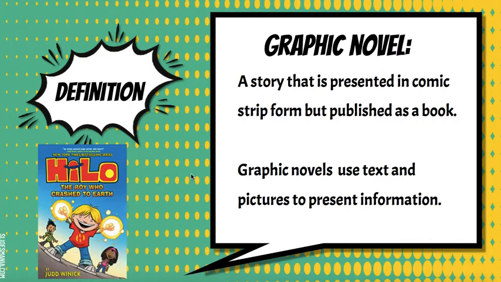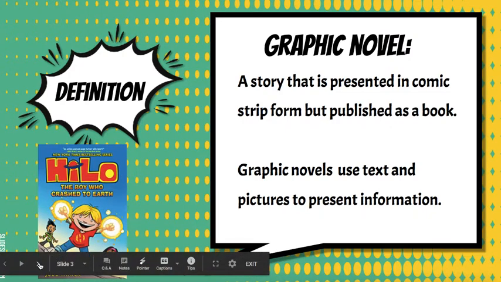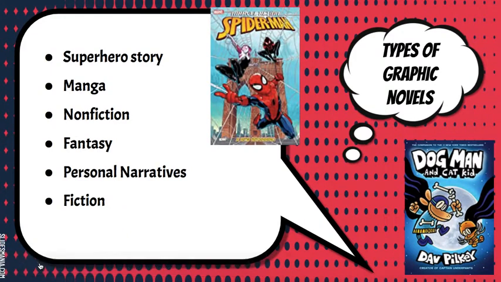So here's the definition. A graphic novel is simply a story that is presented in comic strip form but published as a book. Graphic novels use text and pictures to present information or tell a story. And remember that text simply means words that are written down. And here's an example of a graphic novel that we have in our library.